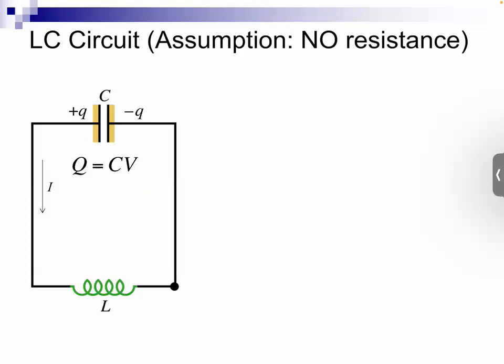Just like the discharging of a capacitor, the capacitor sort of acts like the voltage source. You have a positively charged plate and a negatively charged plate. The current will then flow from the high potential point to the low potential point.